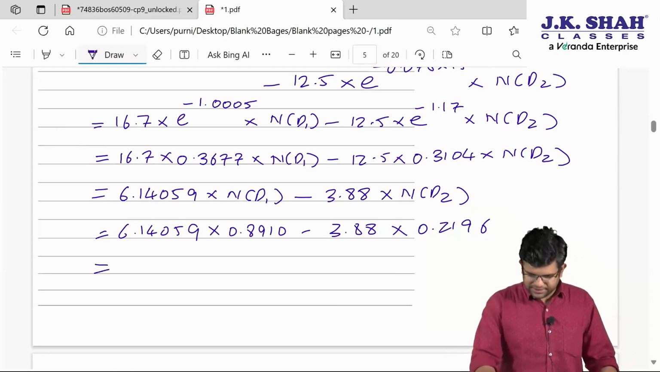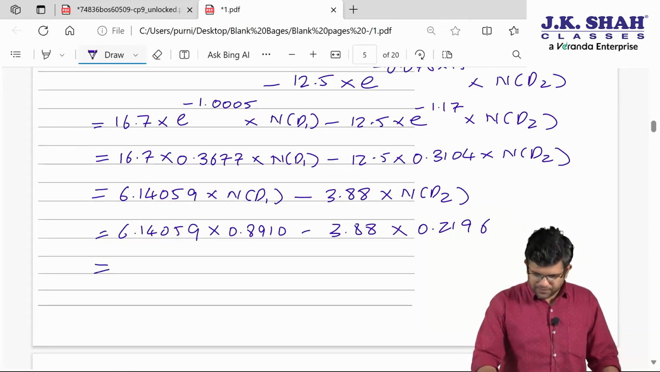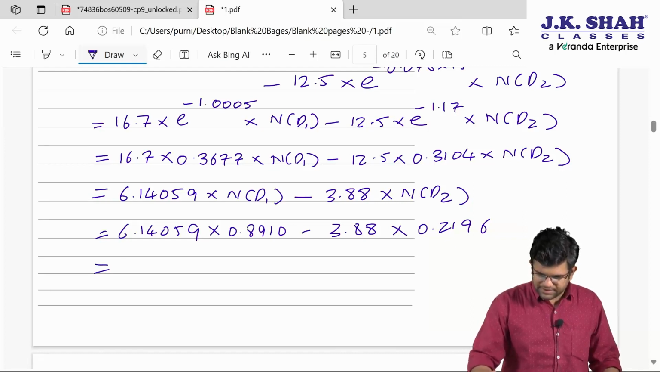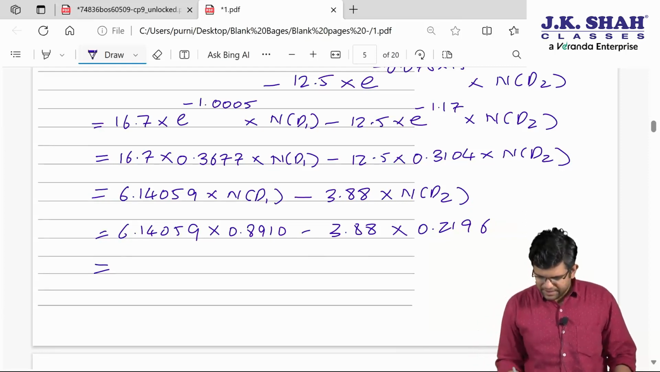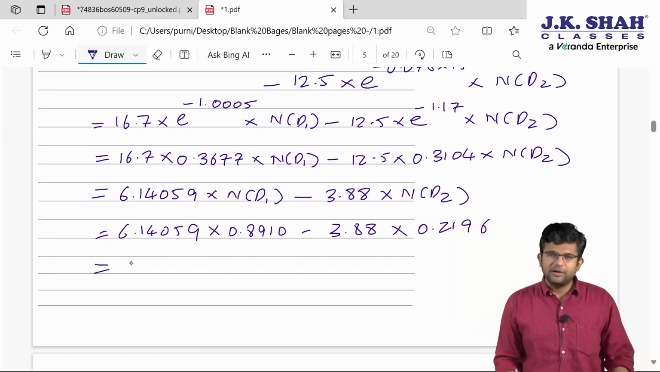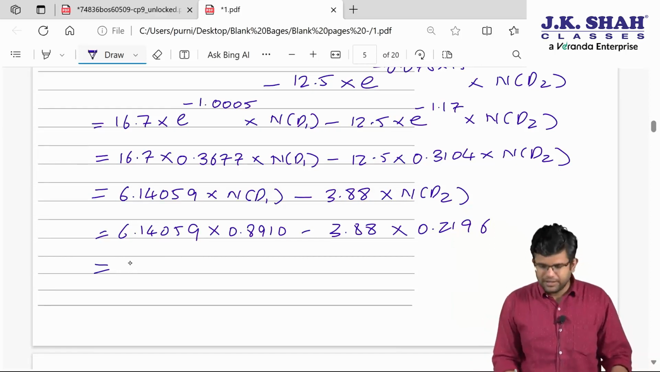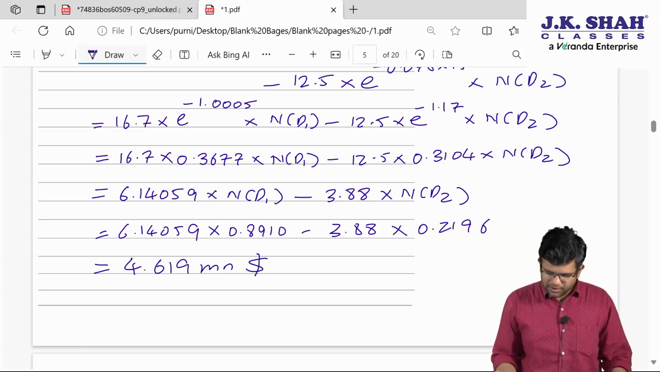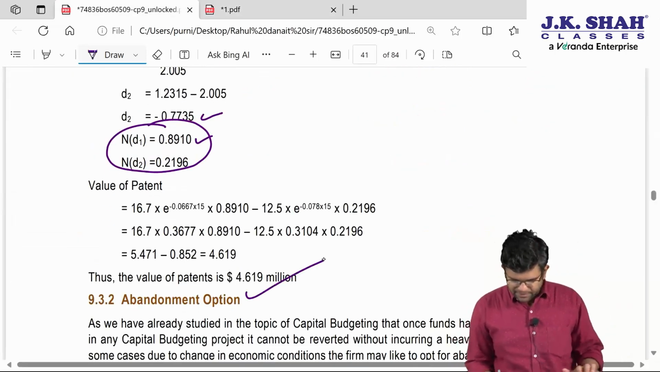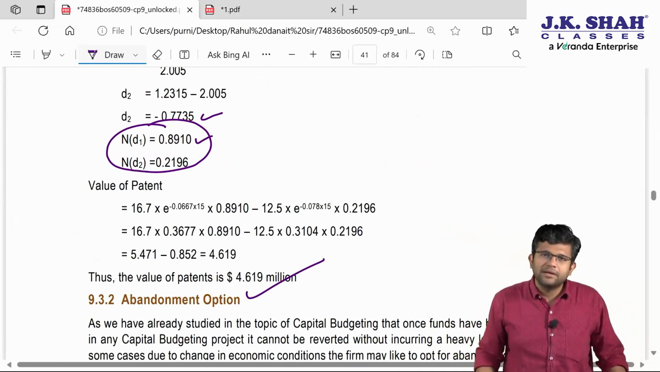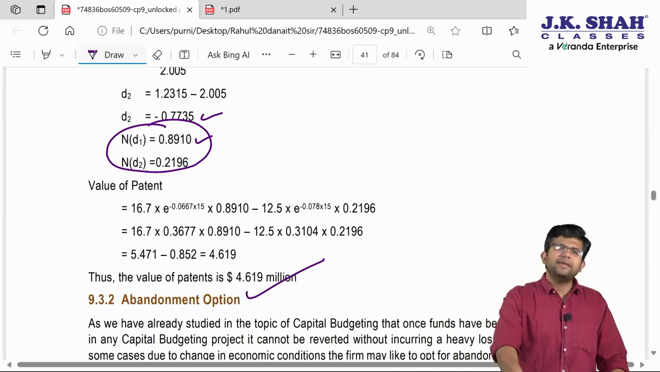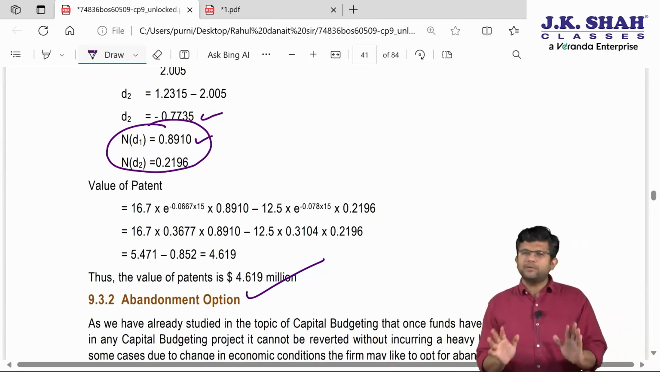So this is 6.14059 into 0.8910 m plus 3.88 into 0.2196 m minus MRC. We get the value of the right, the value of the patent, the value of the call option as $4.619 million. Everyone clear?